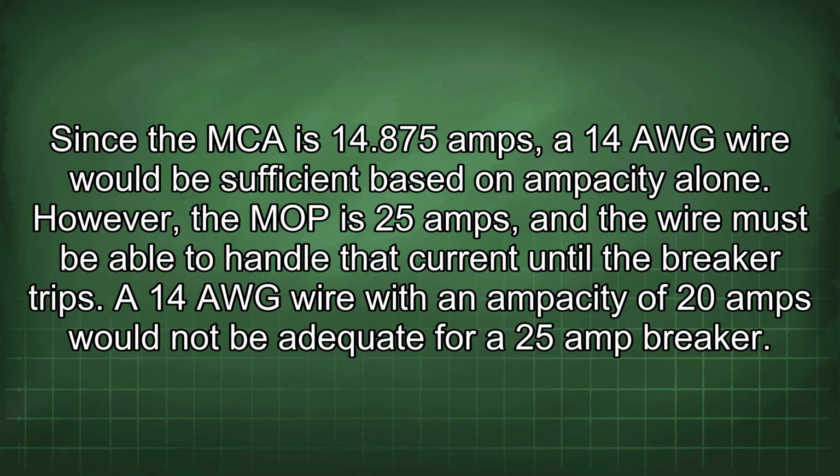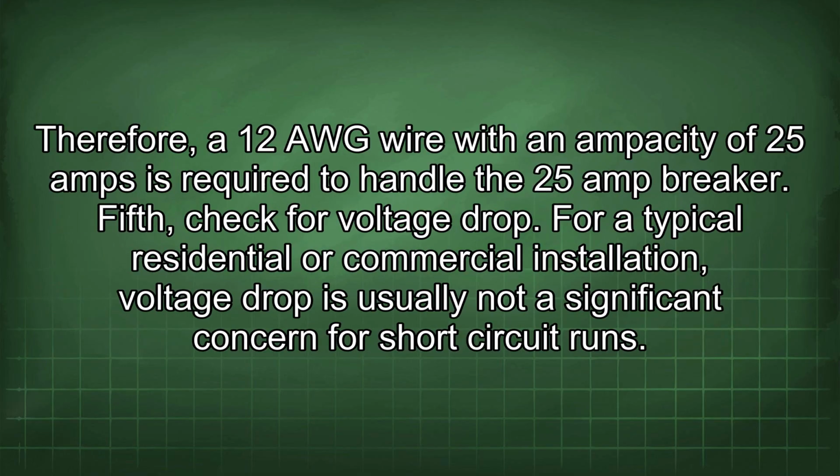However, the MOP is 25 amps, and the wire must be able to handle that current until the breaker trips. A 14 AWG wire with an ampacity of 20 amps would not be adequate for a 25 amp breaker. Therefore, a 12 AWG wire with an ampacity of 25 amps is required to handle the 25 amp breaker. Fifth, check for voltage drop.